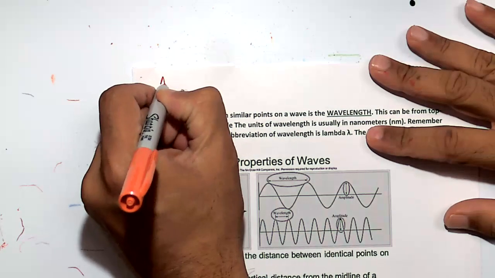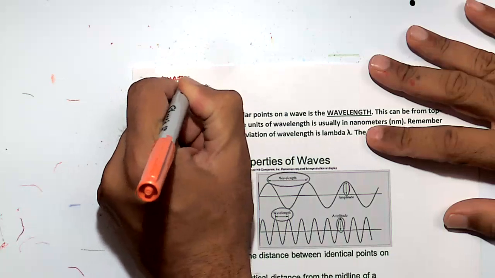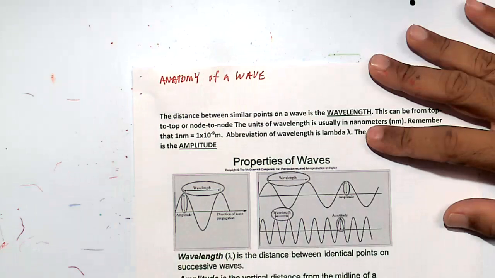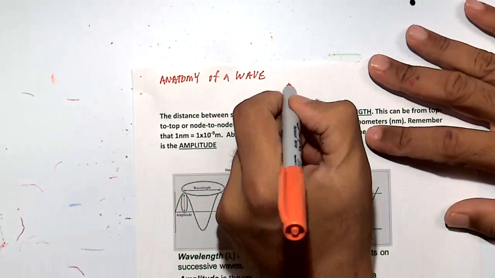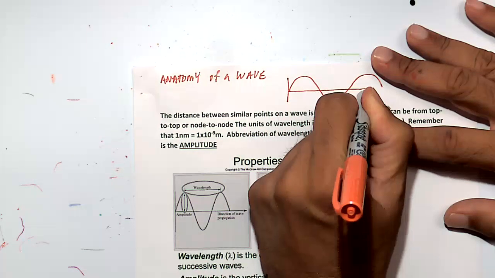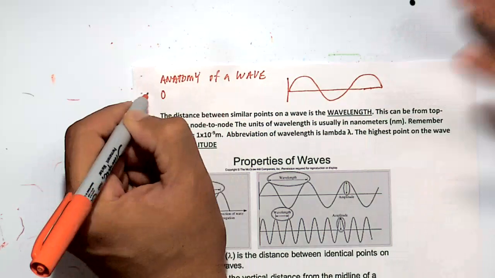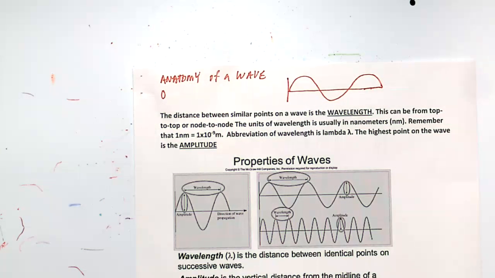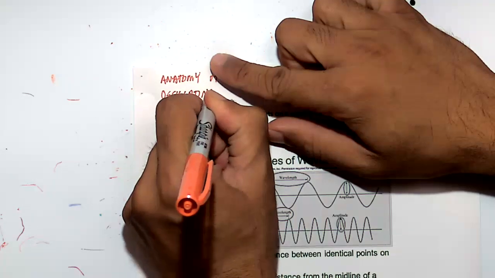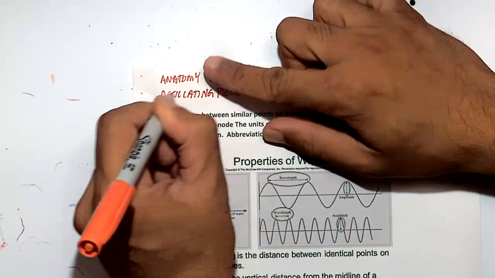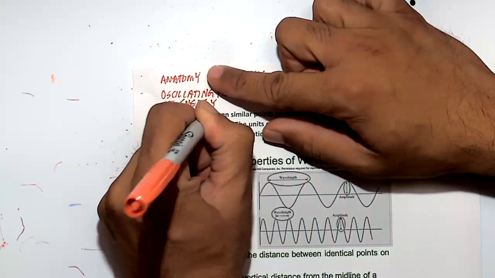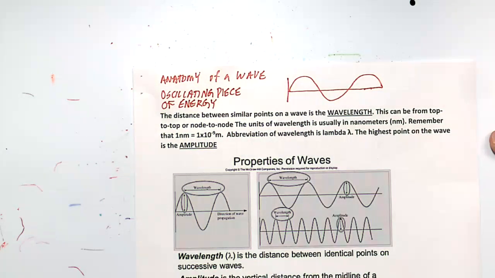I want to talk about the anatomy of a wave. A wave is an oscillating piece of energy, oscillating back and forth, back and forth. An oscillating piece of energy. So what are the parts of this wave?